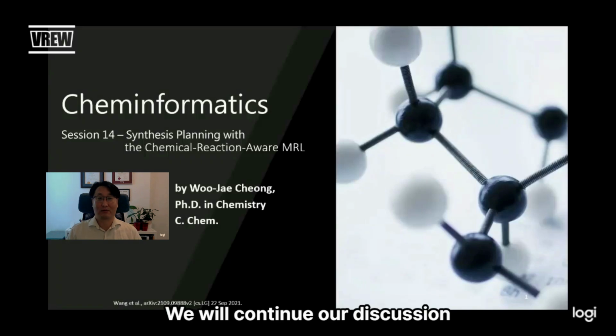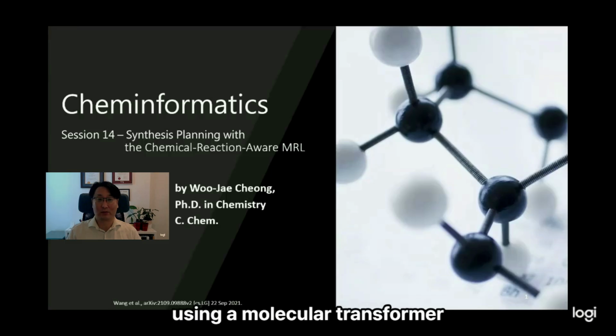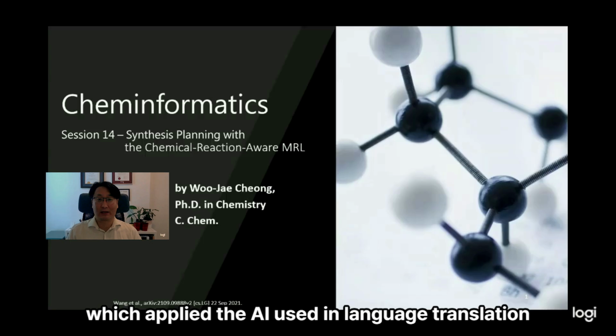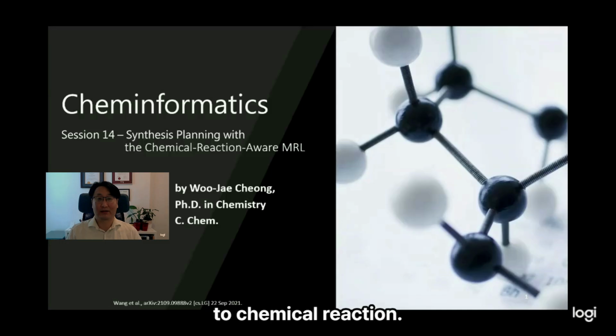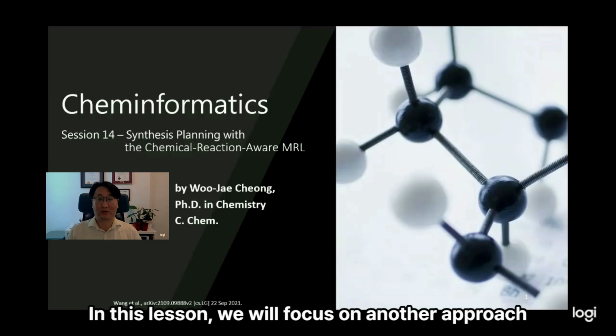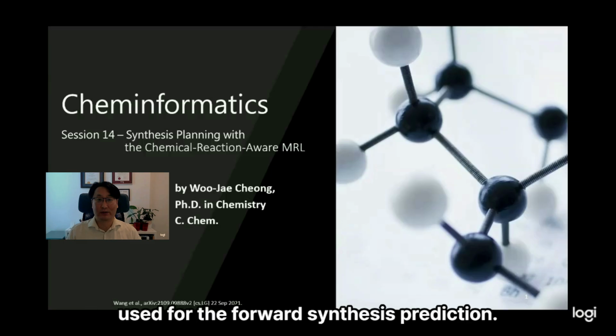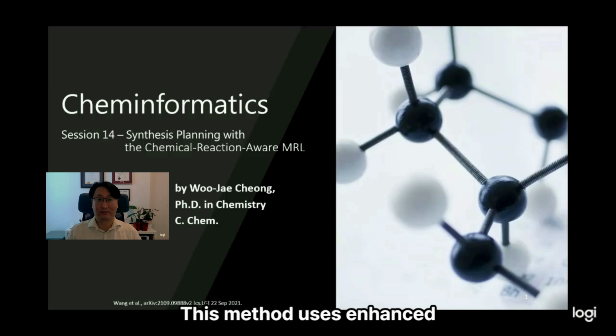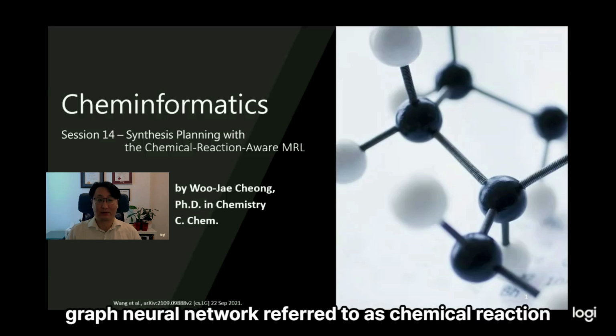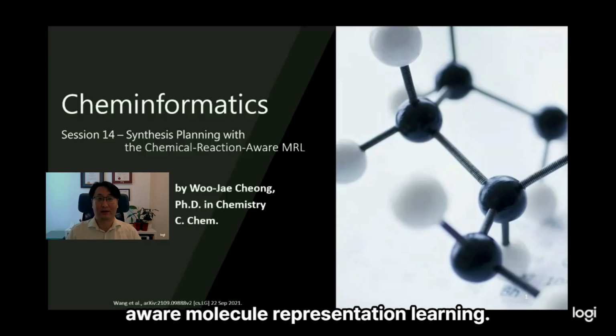Hi everyone, we will continue our discussion on cheminformatics. In the previous lesson, we explored synthesis planning using a molecular transformer, which uses AI used in language translation to chemical reaction. In this lesson, we will focus on another approach used for the forward synthesis prediction. This method uses enhanced graph neural network, and the method is referred to as reaction-aware molecule representation learning.